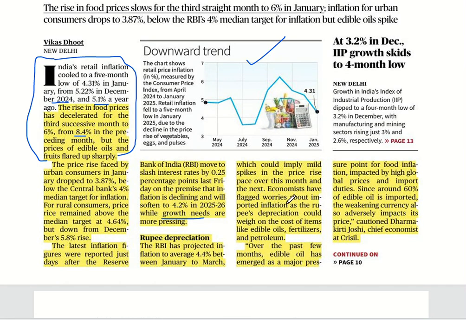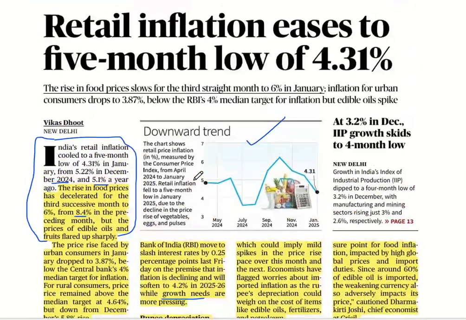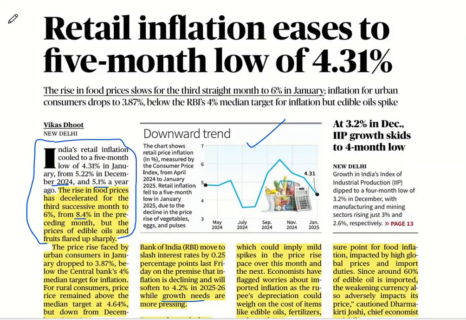Economists have flagged worries about imported inflation as a result of rupee depreciation, which could weigh heavily on cost items like edible oil, fertilizer, and petroleum. You just need to read about this topic. This is your economic GS3, and you can use this data.